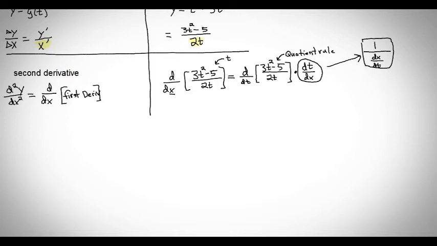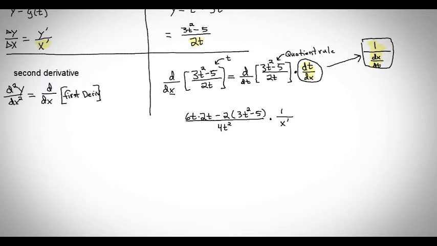So, now we're going to take the derivative of the top, which will be 6t, times the bottom, which is 2t, minus the derivative of the bottom, which is 2, times the top, which is 3t squared minus 5, all over the bottom squared, which will be 4t squared, times, don't forget the second part here, that this dt dx is still here, which we are turning into 1 over dx dt, which is simply 1 over x prime.